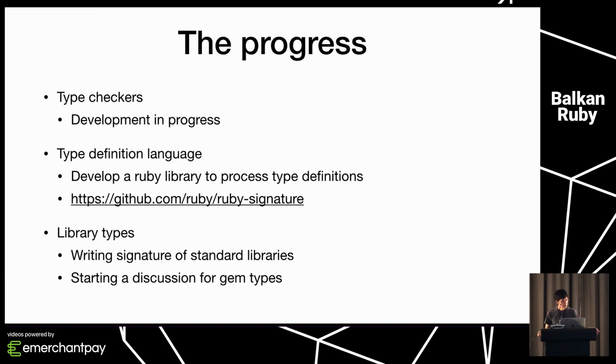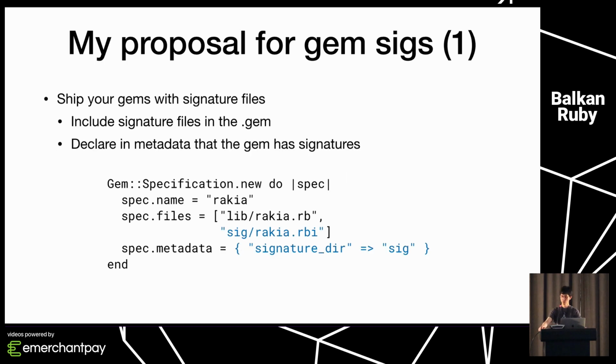We are also working on the types of libraries. We are writing the signatures of standard libraries, and we will start a discussion on how to type gems. Before starting the discussion, this is a proposal. This is my opinion of how to share the signatures of gems.